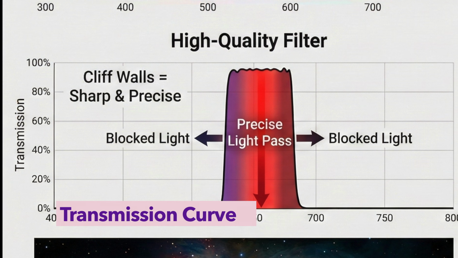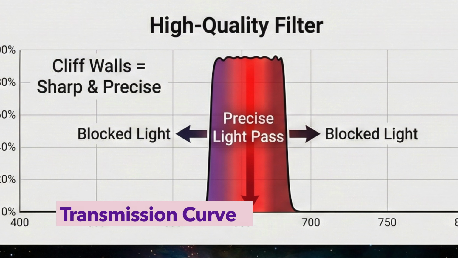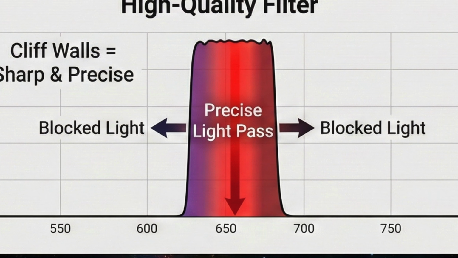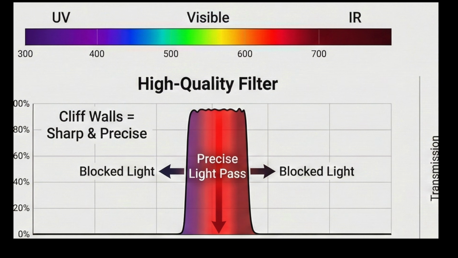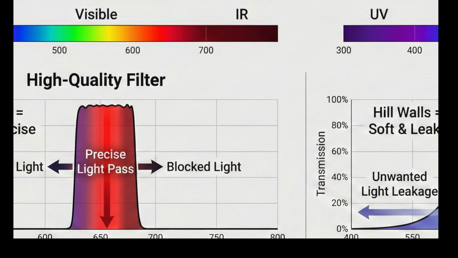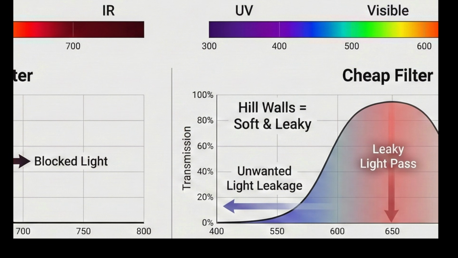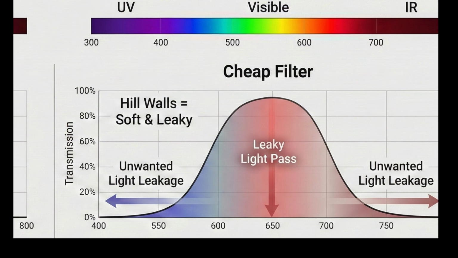Transmission curve. This is essentially the window your filter opens in the spectrum, showing where light passes through, and just as importantly, where it doesn't. High-quality filters have walls like cliffs: sharp, steep, unyielding. Cheaper filters have walls more like hills: sloped, soft, and imprecise.